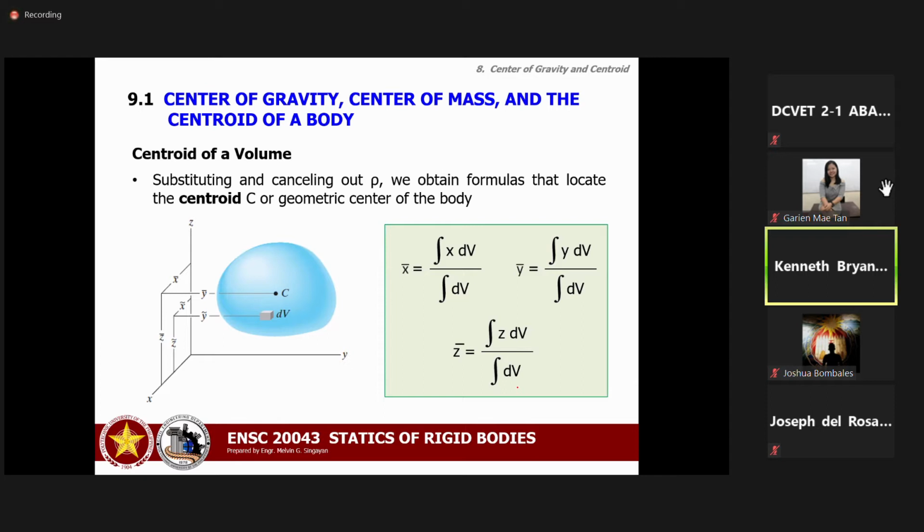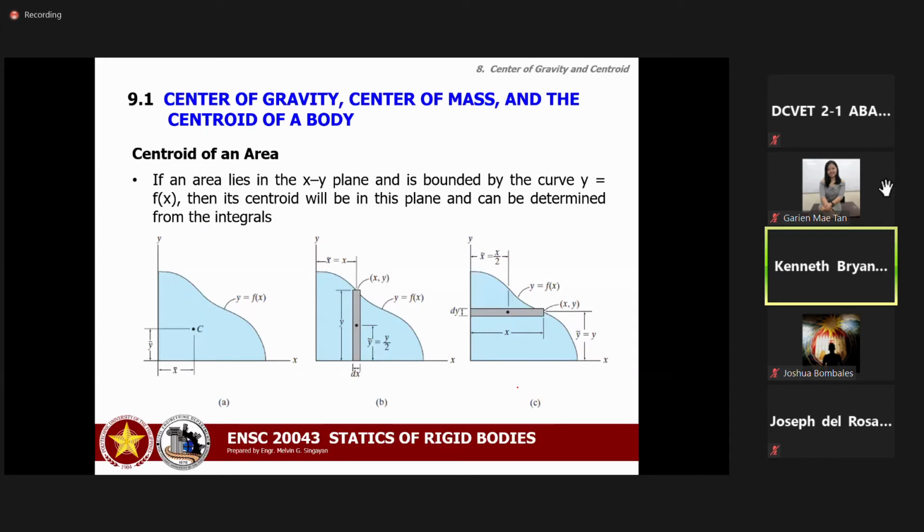Now, what if we have an area? If we're going to solve for the centroid of an area, this is what you studied in your calculus, the centroid of an area bounded by different curves. So say an area lies in the xy plane bounded by the curve y is equal to f of x, then its centroid will be in this plane and can be determined from the integrals.